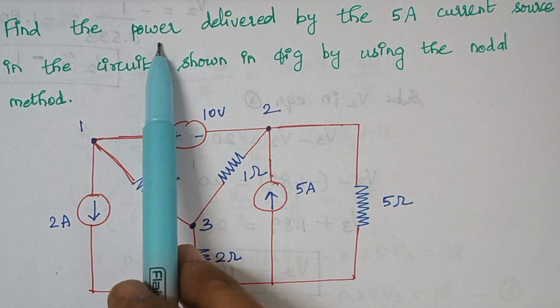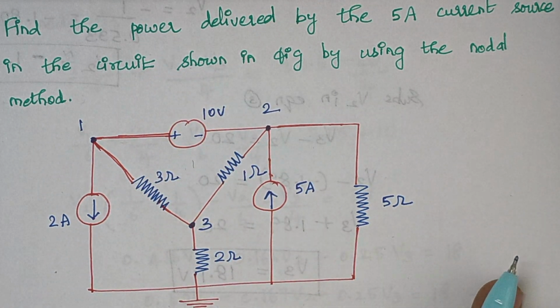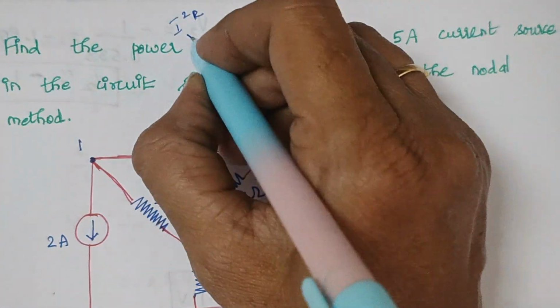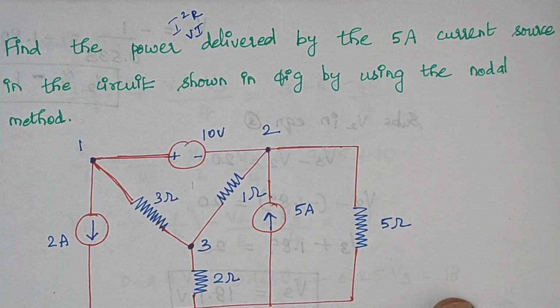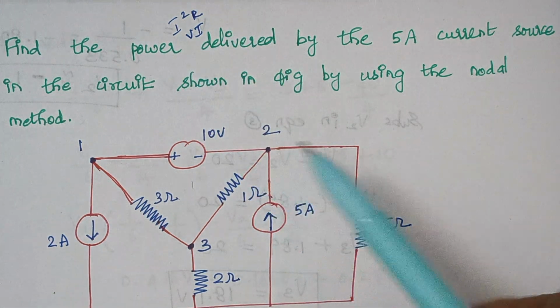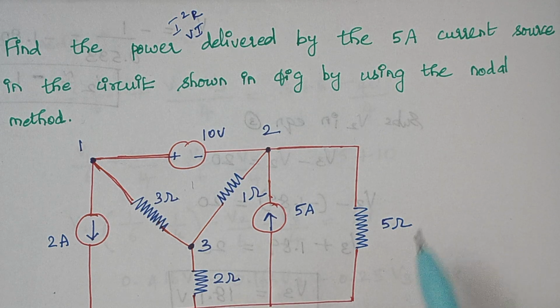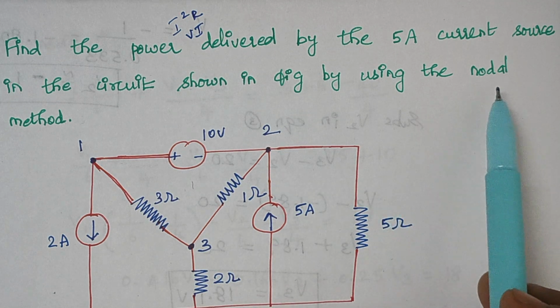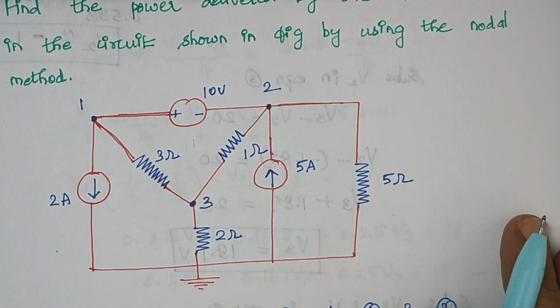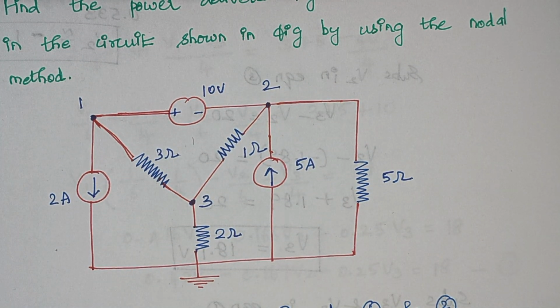So what is the formula of power? Power is given by two formulas. Either we can write it as I squared R or as VI. So in any one way we can calculate the power. Since it is clearly given that we have to use the nodal method, how many nodes do we have? Totally we have 3 nodes.